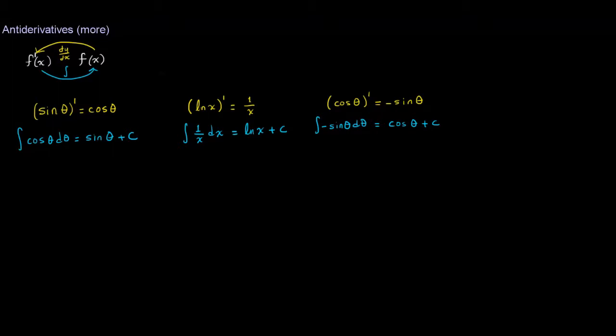But now let's change it a bit. Suppose we now have the antiderivative of sine of theta d theta. So what would this be equal to? We are missing this negative sign here.